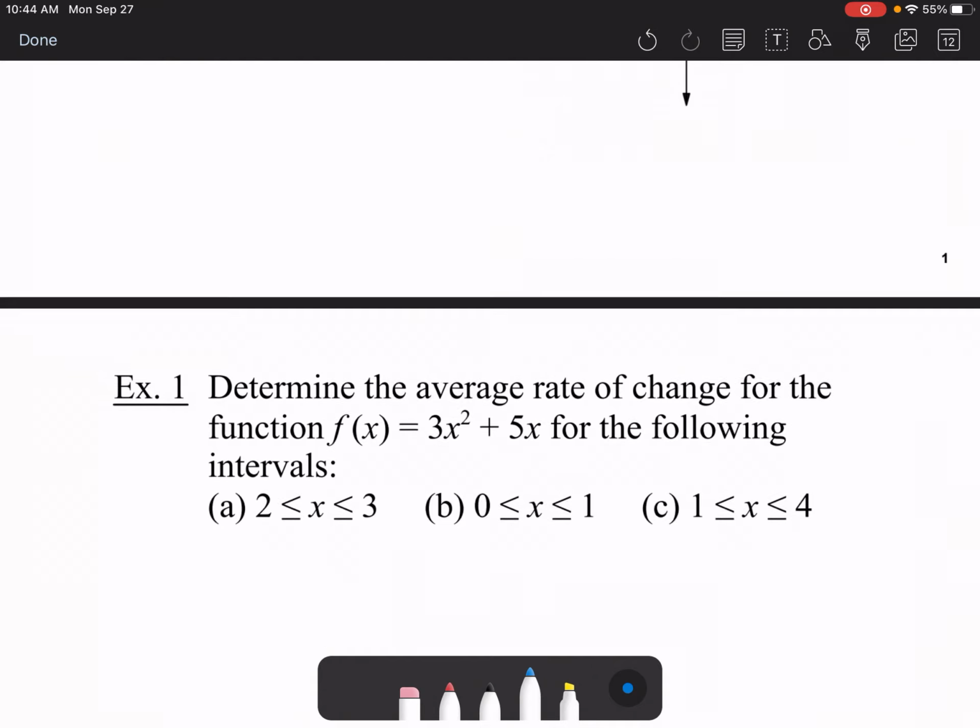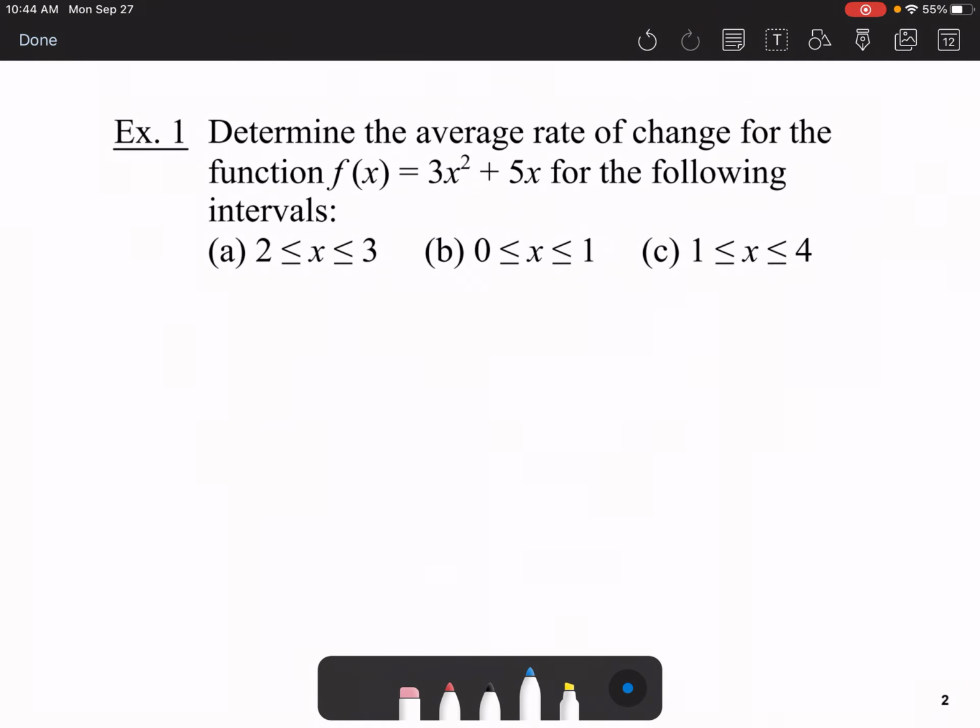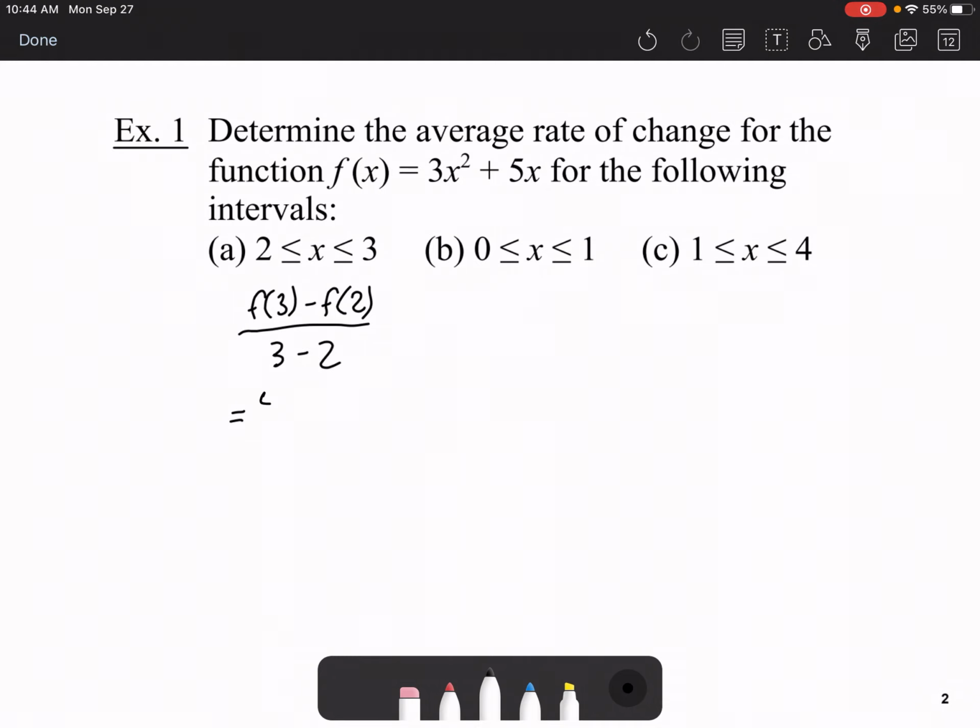Okay, so let's move on. We're going to determine the average rate of change for this function 3x squared plus 5x over these intervals. To calculate this, in the first case, you're looking for f at 3 minus f at 2 all over 3 minus 2. So f at 3 turns out to be the value of 42. F at 2 turns out to be 22. This is over 1. This is a rate of change of 20.